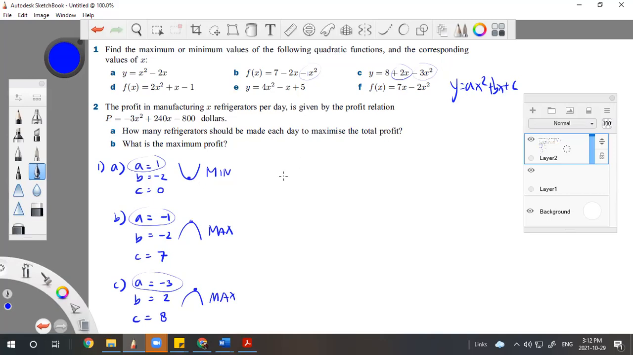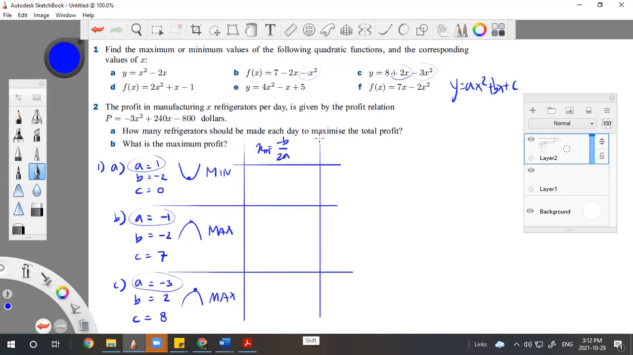Find the value of x. Negative b over 2a. Xm. It can be either maximum or minimum. In this case, for question A, x minimum. So we skip def later on. We can do def later because we don't have enough space here. See, so it is so neat and so easy to look.